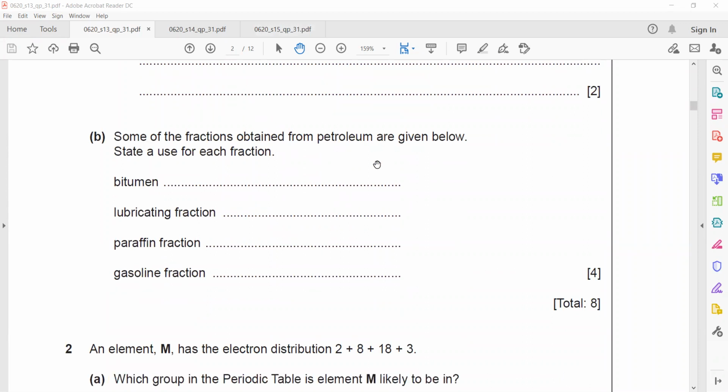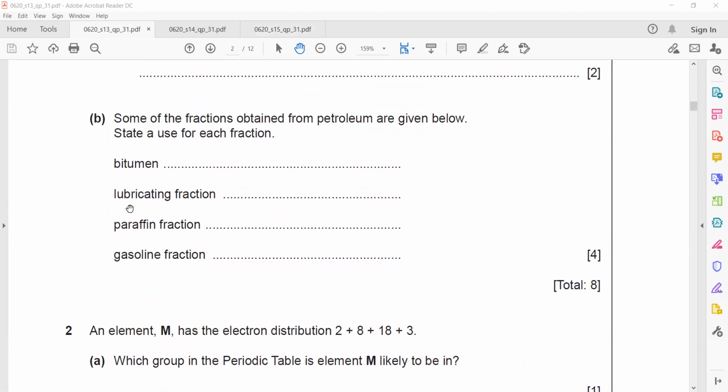Some of the fractions obtained from petroleum are given below: bitumen, lubricating fraction, paraffin fraction, gasoline. For bitumen, you just have to mention one use. What is the use of bitumen? Making roads, road carpeting, roofs as well. That's correct. So bitumen is for making roads, roofs, even for waterproofing. That's why when they are making the structure for a house or any building, they cover it with bitumen so that it will not absorb the water.